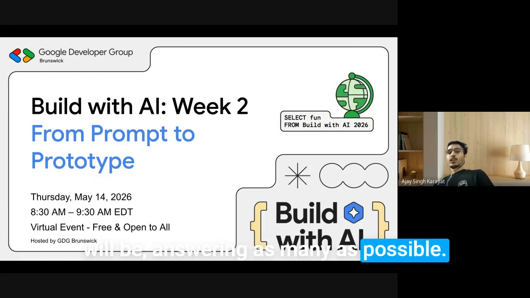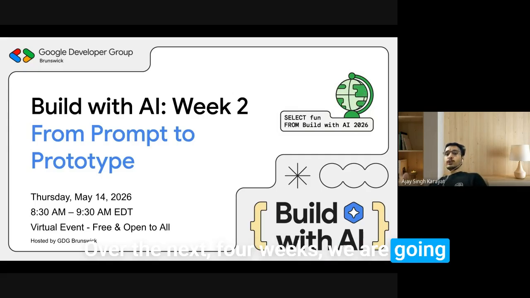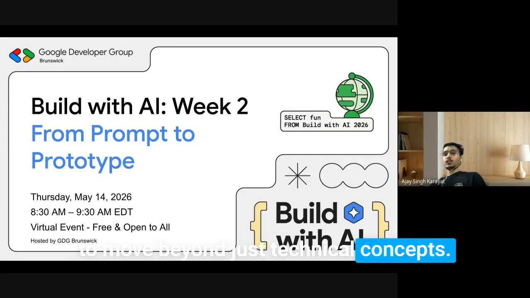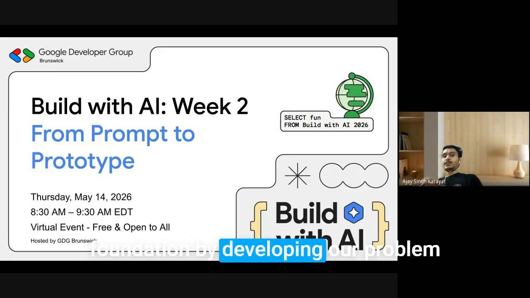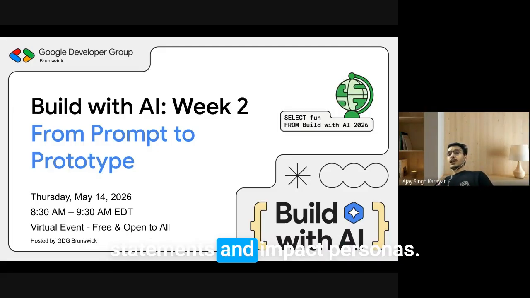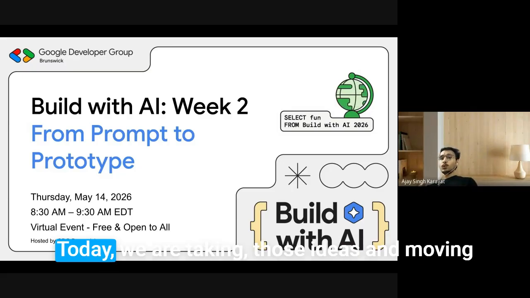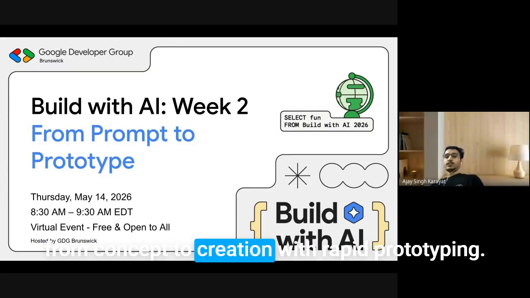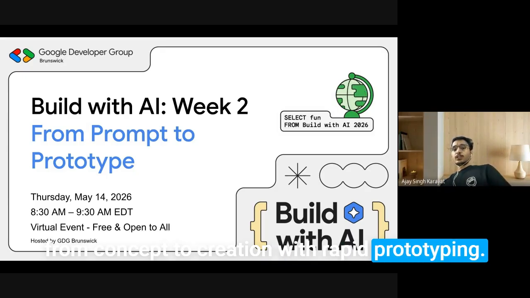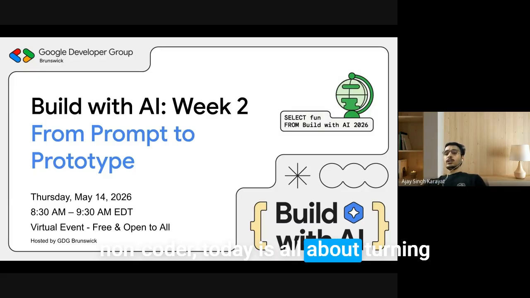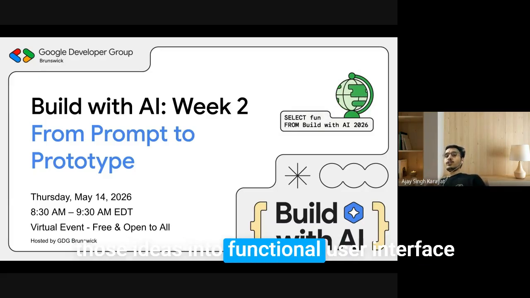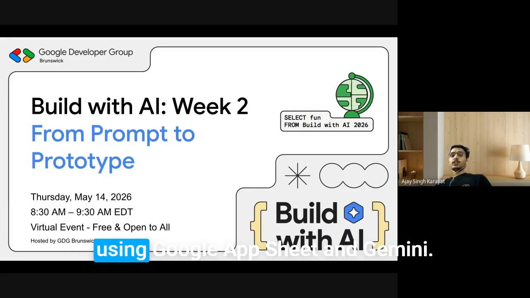Over the next 4 weeks, we are going to move beyond just technical concepts. Last week, we laid a fantastic foundation by developing our problem statements and impact personas. Today, we are taking those ideas and moving from concept to creation with rapid prototyping. Whether you are a developer or a non-coder, today is all about turning those ideas into a functional user interface using Google AppSheet and Gemini.